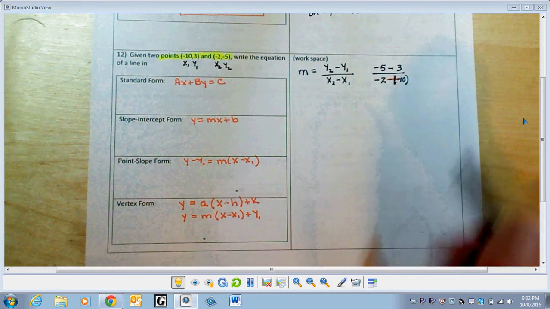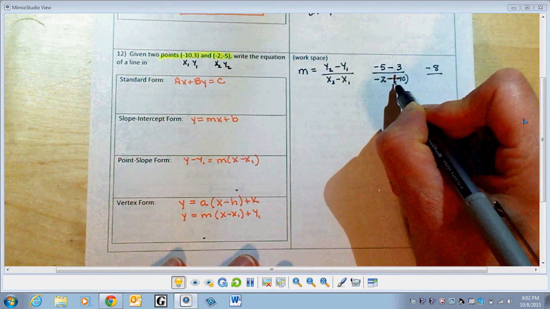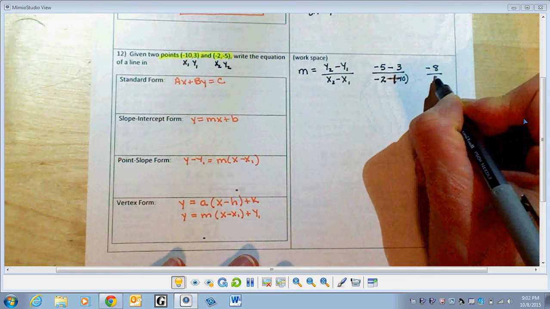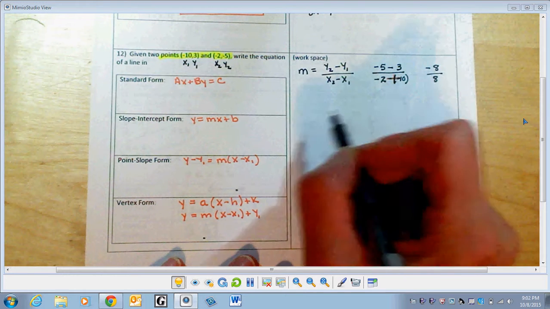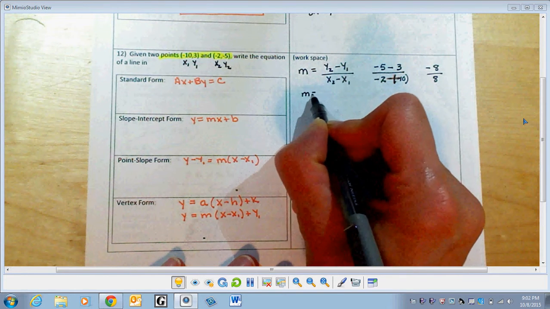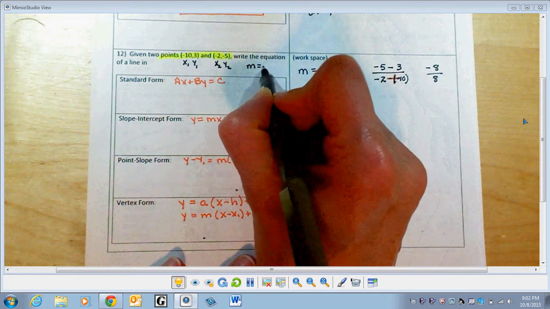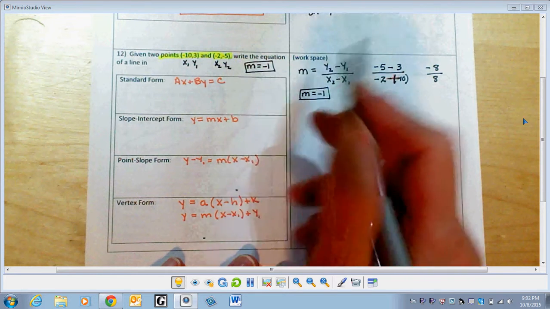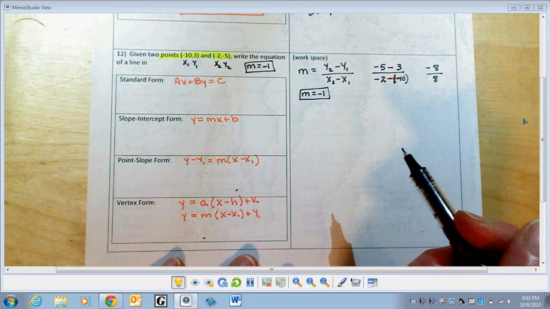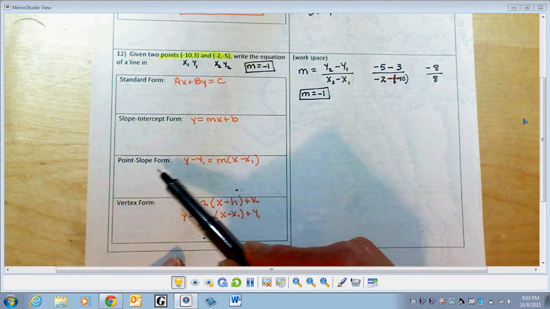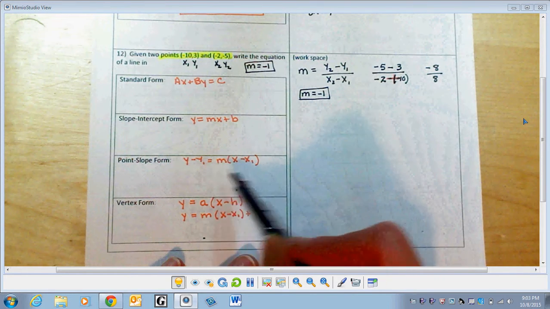So now I have negative 5 minus 3, which is negative 8, and then I have negative 2 plus 10, which gives me positive 8. So negative 8 divided by 8 gives me negative 1. So that means my slope is negative 1. So that's important. I'm going to write that over here. My slope is negative 1. So now I have a slope and I have a choice of points. So just like my previous problem, I am going to start with point-slope form because I have a point and I have a slope. I'm actually going to have 2 choices.